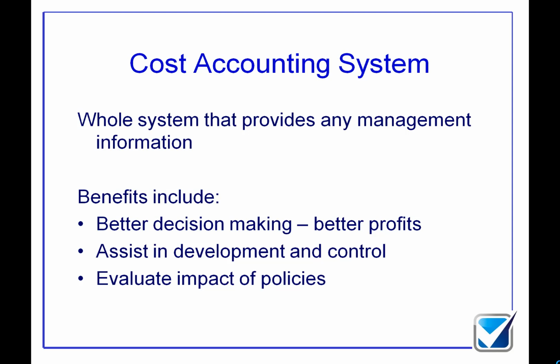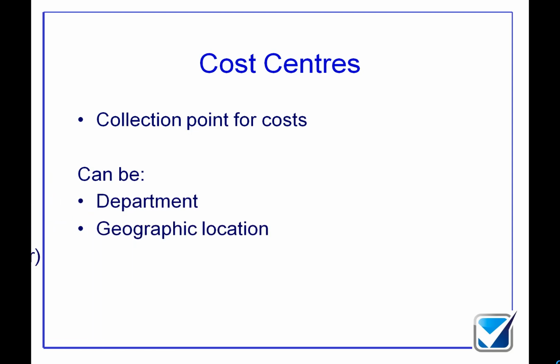What we do within these types of cost accounting systems is we have collection points for costs. We call these things cost centers. So these are collection points for costs. And these types of collection points for costs can be absolutely anything you want. As long as you can separate it out, then it's fine. One of the most important cost centers you'll ever come across is actually an individual who makes decisions.